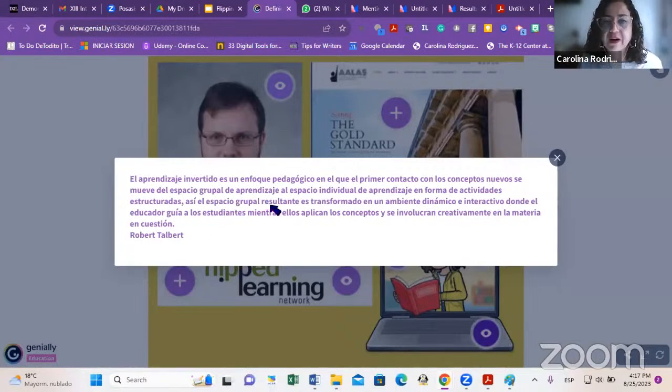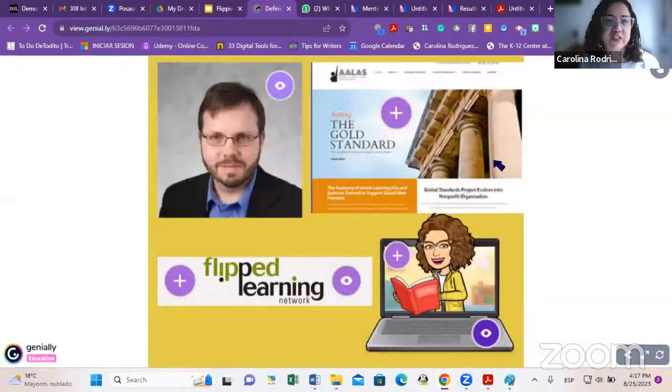And there we have, again, the resulting group space is transformed into a dynamic and interactive environment where the educator guides students while they apply the concepts and involve creatively in the subject matter, right? So that is his definition, just a brief change.